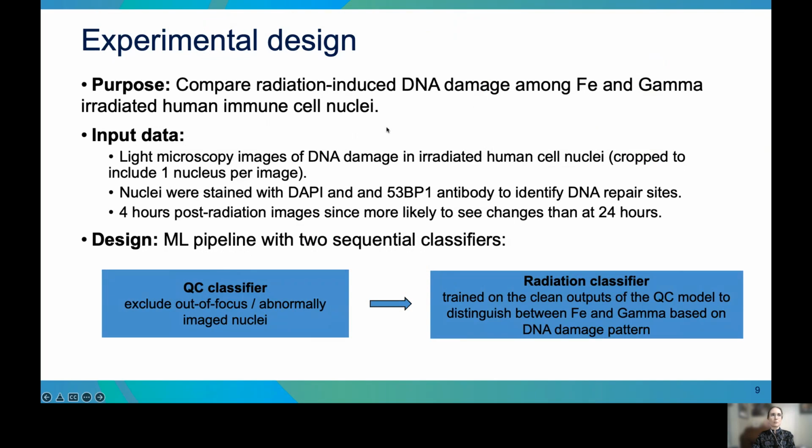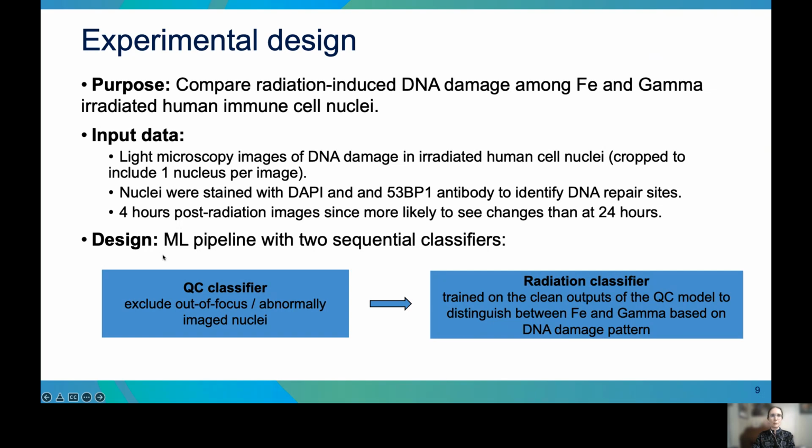So our experimental design for this project was we wanted to focus on the highest energy particle, iron, first, and compare it to the gamma control, and understand the difference between these two conditions in the radiation-induced DNA damage. Our input were these light microscopy images, which had been cropped to include 1 nucleus per image and were stained with the 53BP1 antibody to identify DNA repair sites. And right now we're focusing on the 4-hour time point.